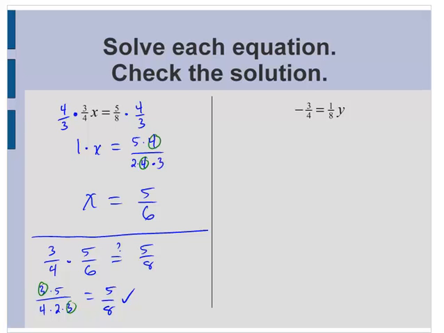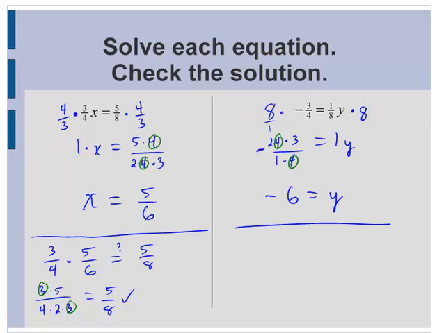Going to the second one here. Negative 3/4 is 1/8 y. I would multiply both sides by 8. 1/8 times 8 is 1, so I now have 1y. Thinking of that 8 as an 8 over 1. I have negative, right, because I have a positive times a negative, and I have an 8 times 3 over 1 times 4. And let me think of that 8 as a 2 times 4, so I can remove the common factor. And so I would have negative 6 is equal to y.